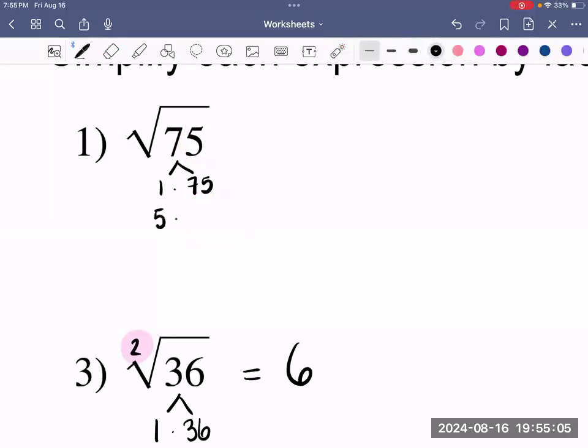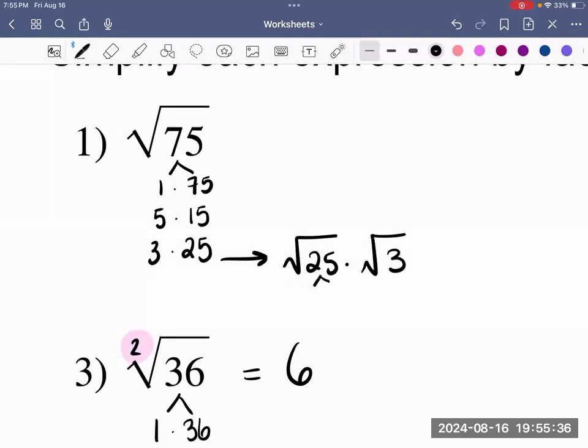5 times 15. And then again, because we're talking about 5s, there's probably another 5 within it, right? So if we talk about 75 divided by, let's say, 25. Well, 3 times, oh, I missed one, right? 3 times 25. So where's your perfect square? Well, your perfect square is made up of 3 and 25. So the square root of 25 times the square root of 3. The square root of 25 has its own pair, 5 times 5. So it's really 5 times the square root of 3.